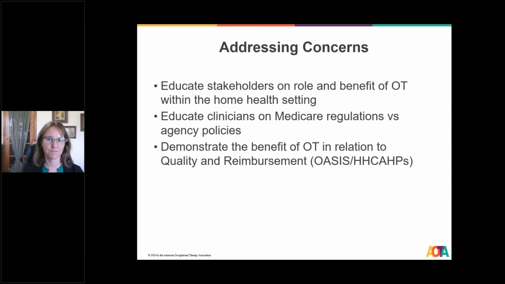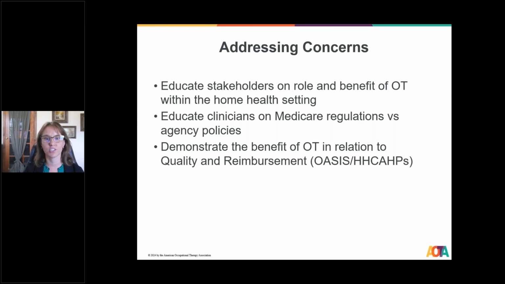Next slide, please. So this is where me, along with Sharmila, have really been trying to work on addressing these concerns. So one is educating stakeholders, such as a lot of you on this call, on what the role and benefit of OT even is within the home health setting. If we have 100 OT voices, legislation, Congress, all that's not going to listen. If we can add to that all the advocates, all the beneficiaries, knowledge of what these services are and why they need them, we have a lot more sway.